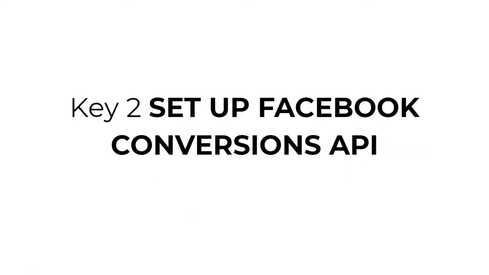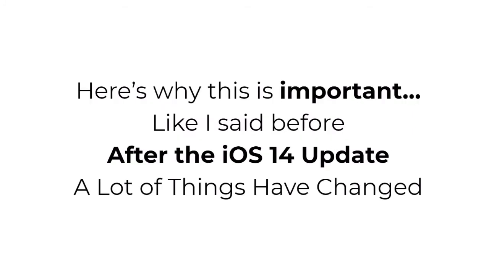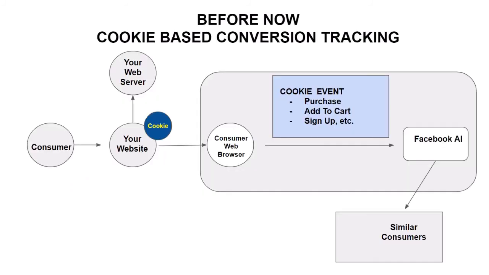All right, so key number 2 is that you have to set up Facebook Conversions API. This is also based on the fact that the Apple iOS 14 update is affecting a lot of things. Let me show you what I mean. Before now, Facebook used to collect information via a cookie-based conversion tracking method. The diagram on the screen will help you understand what happens in the background.